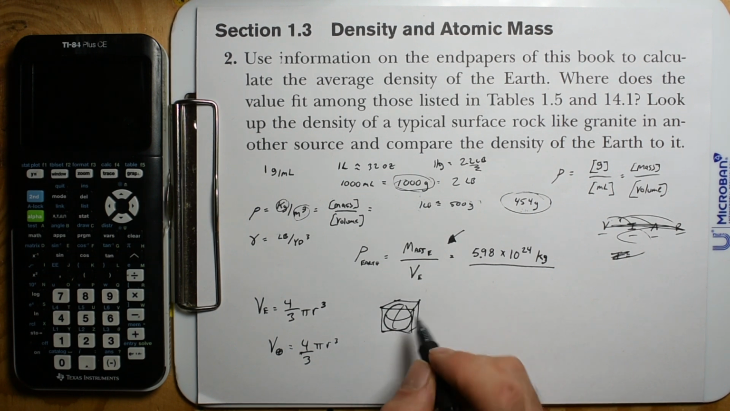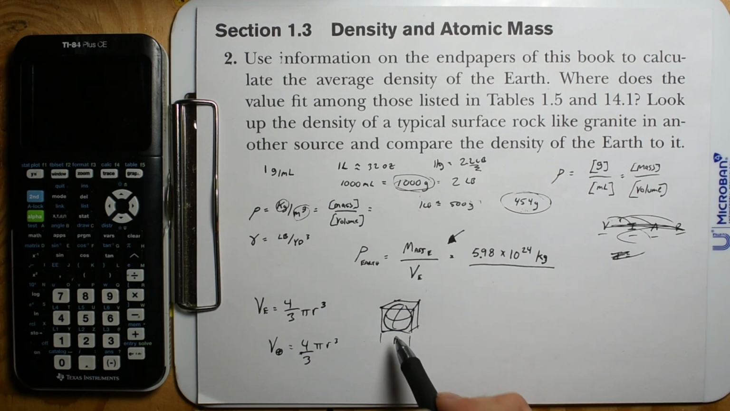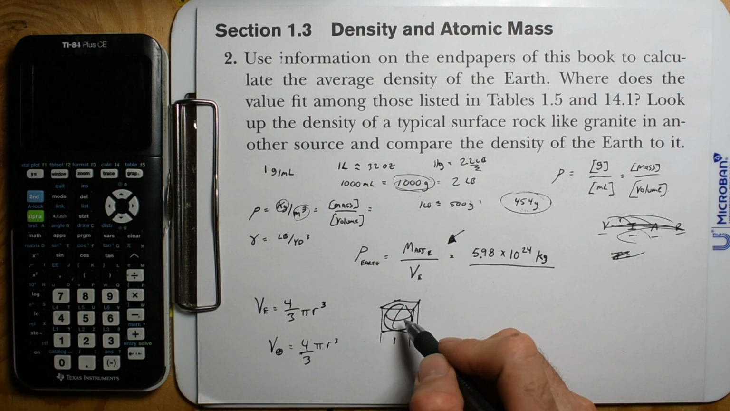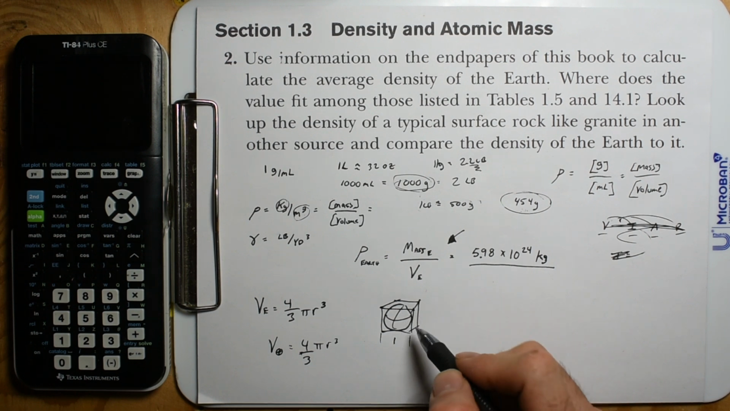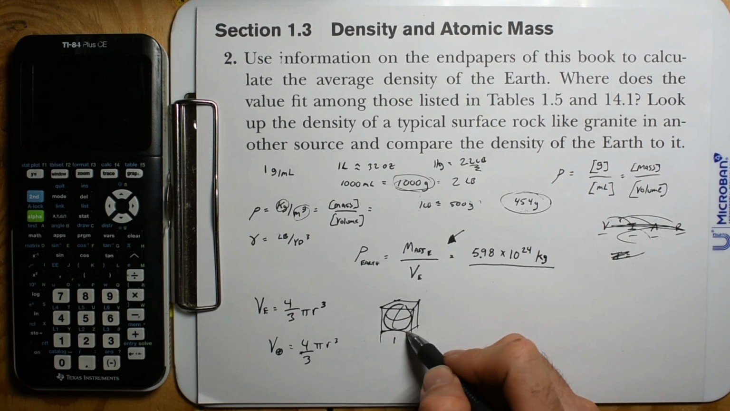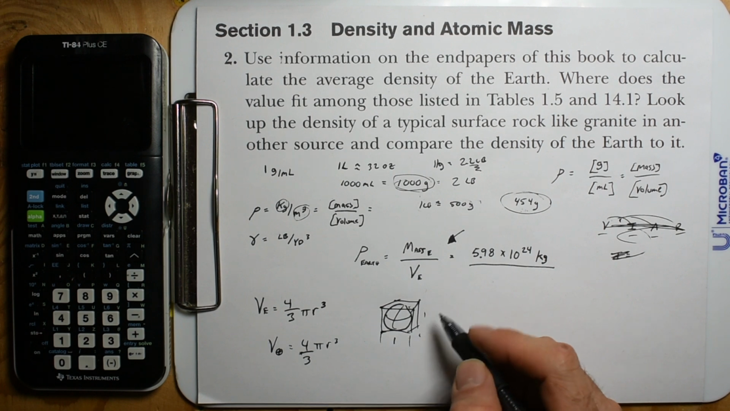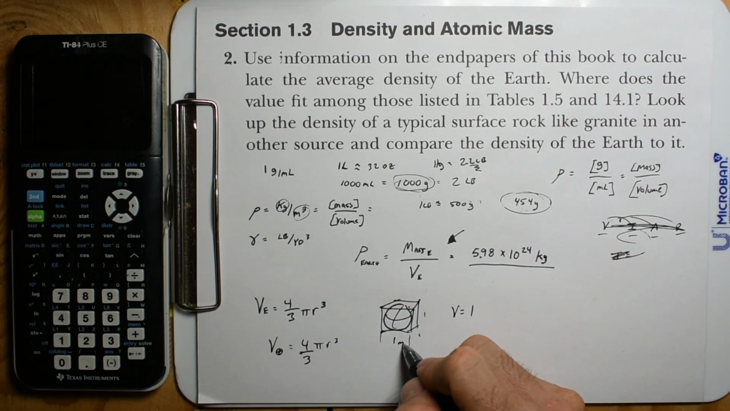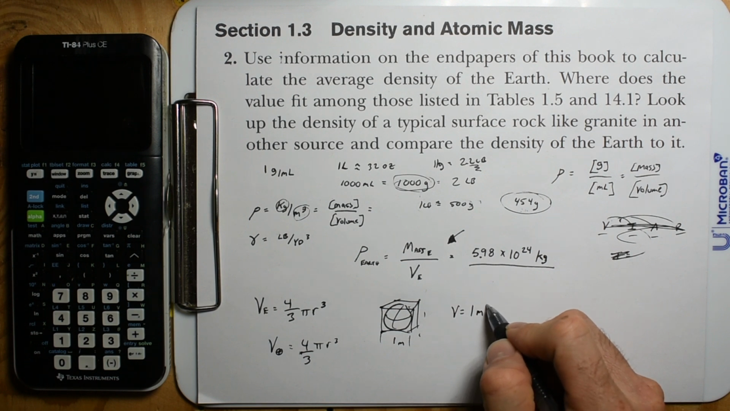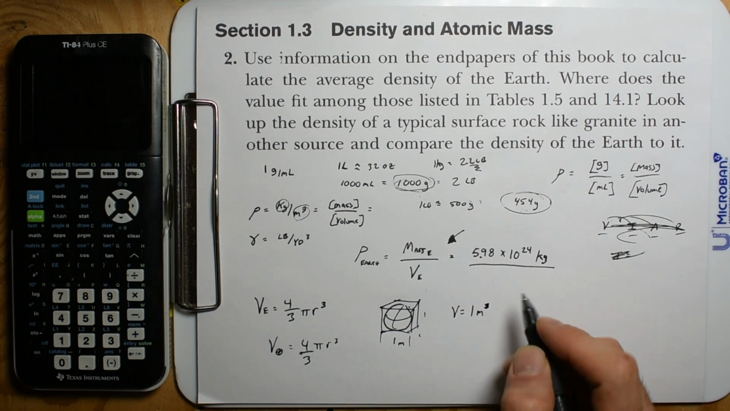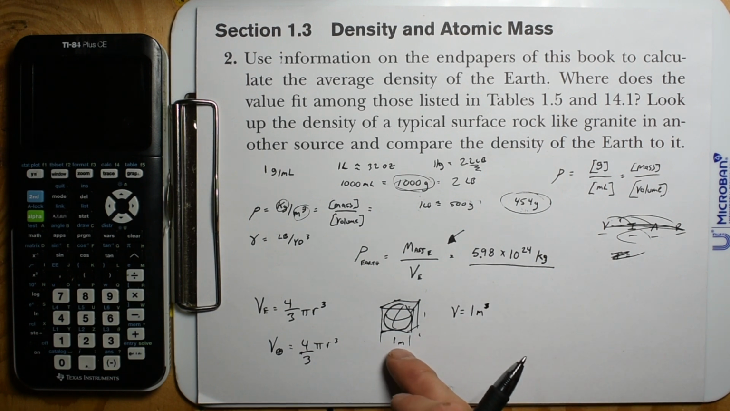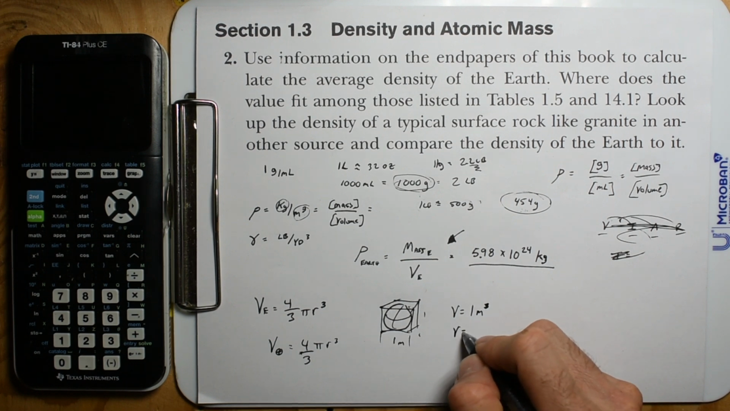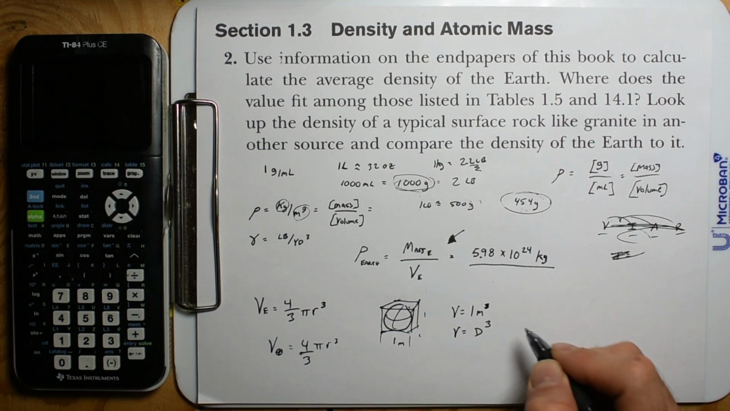This is a good approach. We're going to say this sphere has a diameter of 1. What would be the volume of the box? It would be 1 by 1 by 1, which is just a volume of 1. So if this was 1 meter, it would have a volume of 1 meter cubed. What did we do to the diameter here? We basically said the volume is the diameter cubed.